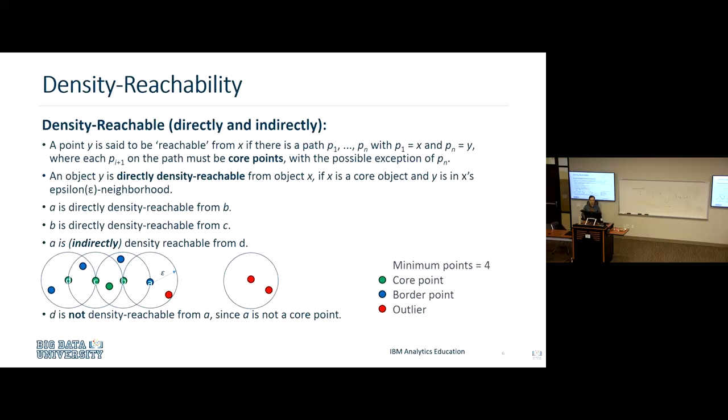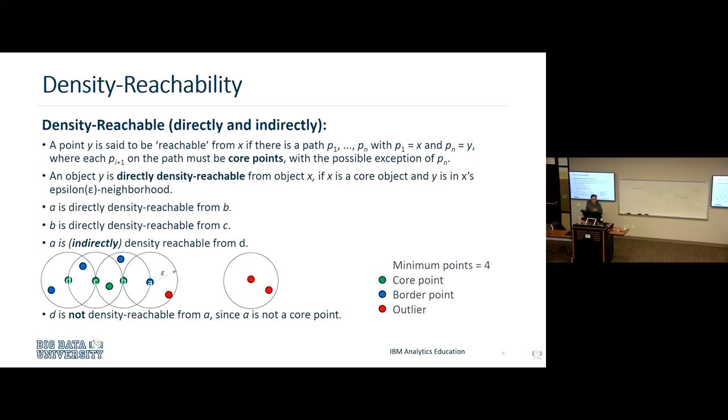A point y is said to be reachable from x if there is a path p1 to pn with p1 equals x and pn equals y, where each p(i+1) on the path must be a core point, with the possible exception of pn.